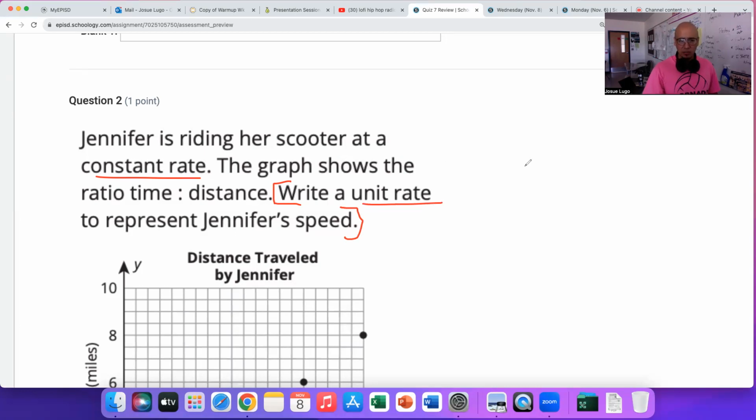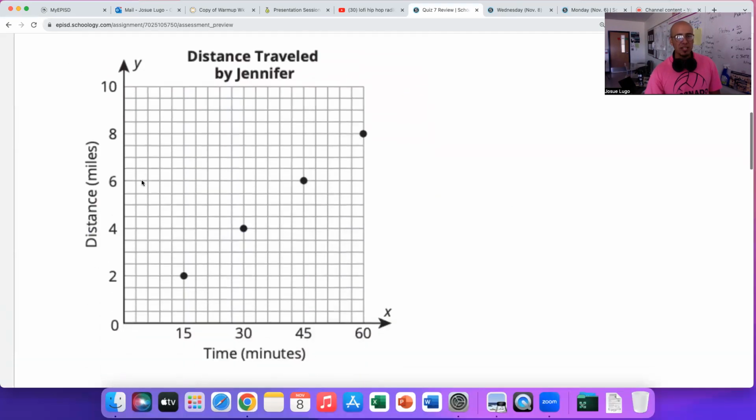So we want to know how far, the distance per minute. How far Jennifer will get in 1 minute. That's what unit means. How far is she going in 1 minute? And speed is always distance over time. So that's why for the unit rate, I put distance on top and then time on the bottom. So we need to know the distance over time, the distance over 1 minute. All right, so having done that, let's look at this right here.